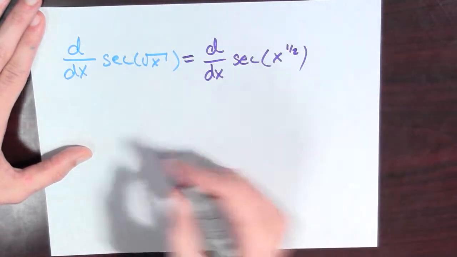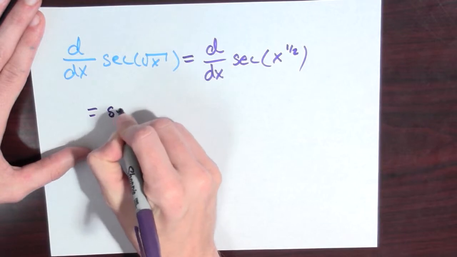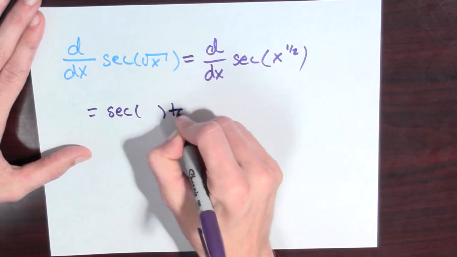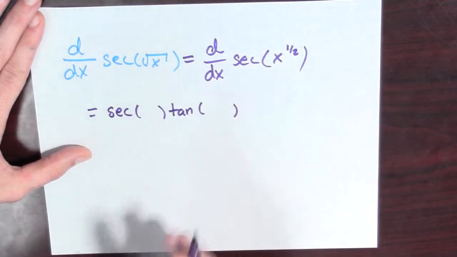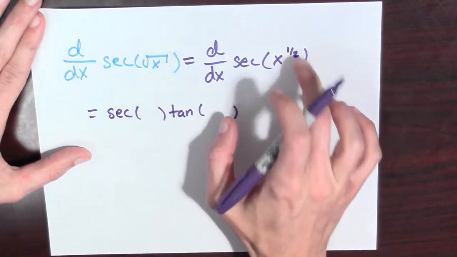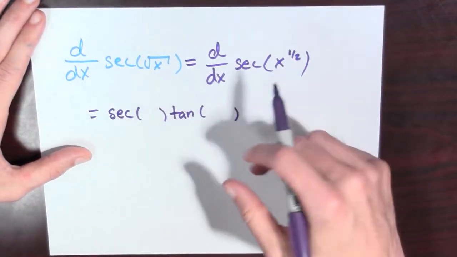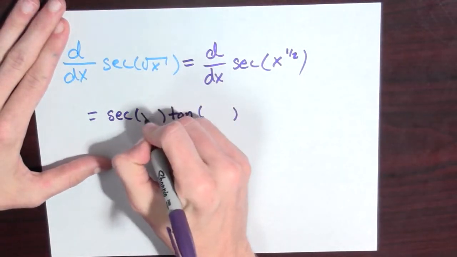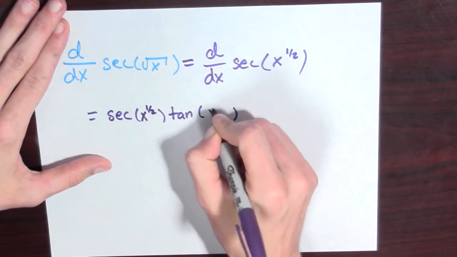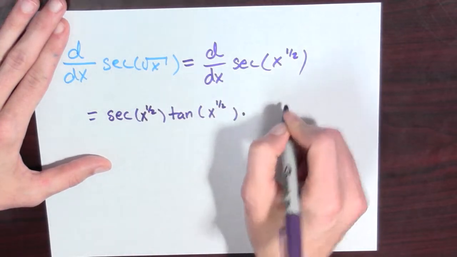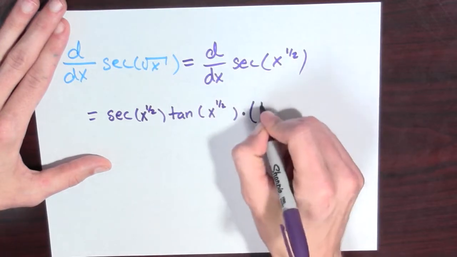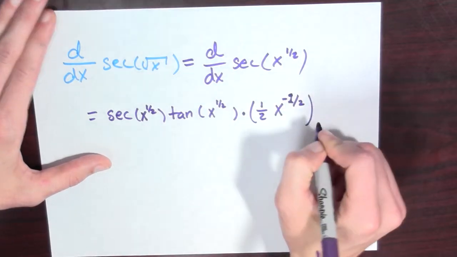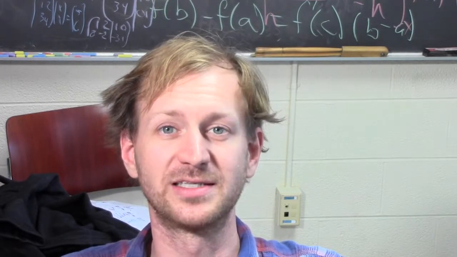The derivative of secant is equal to secant something tangent something. And what is this thing? Well, it's the thing inside here, because when you use the chain rule, you take the derivative of the outside and you plug in the inside, then you multiply by the derivative of the inside. So this is going to be secant x to the 1/2 tangent x to the 1/2 times the derivative of the inside, which is going to be 1/2 x to the minus 1/2. Our third example is done.